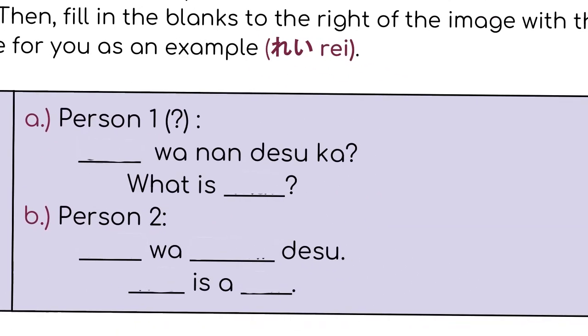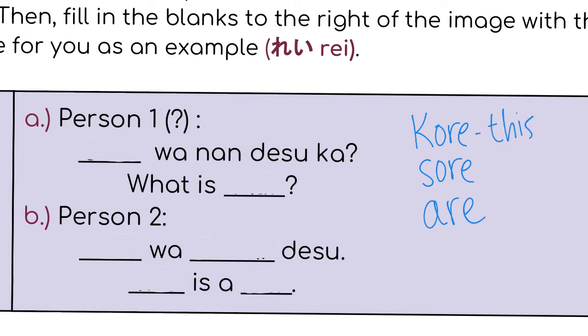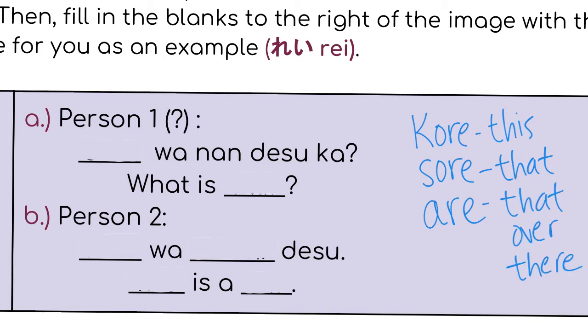Do you remember our demonstrative words to choose from? We have kore, sore, and are. Kore means this, sore means that, and are means that over there. Okay, so if he's saying, what is that? He's going to say, sore wa nan desu ka? And what is that? For the English translation.